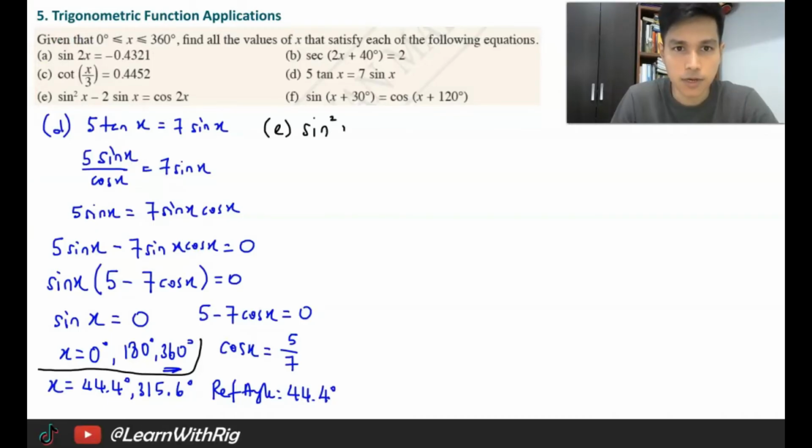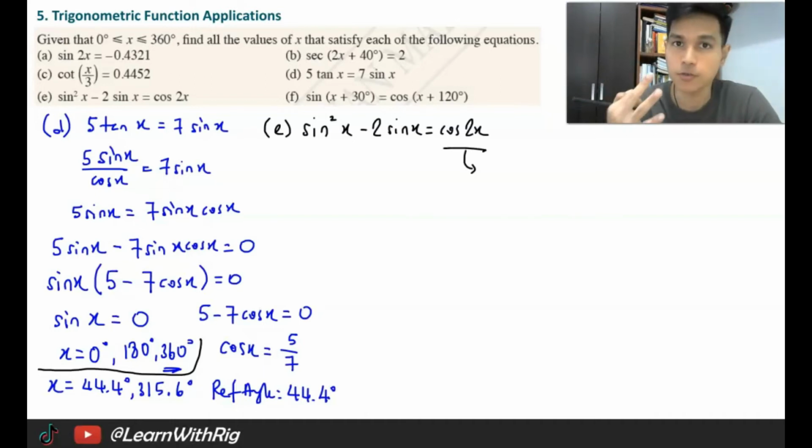Question E. Sine square x minus 2 sine x equals cos 2x. Now, this one is getting a bit of a headache, right? How are you going to solve? What you can do is, you see here is cos 2x. I told you there are 3 formulas that you can use. You have to decide which one you are going to use. Since all of these are sine, I'm going to use the sine formula.